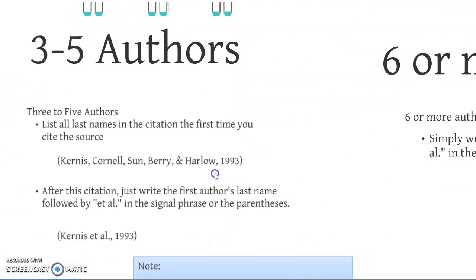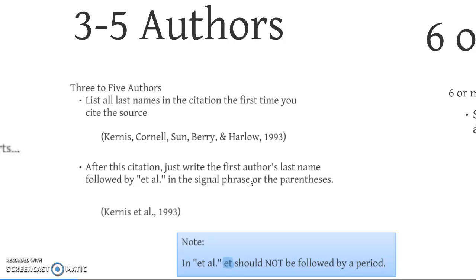If you have 1 to 2 authors, you list them all out every single time. If you have 3 to 5 authors, the first time you see a source, you need to list out every single author. So whether this be research by Cornerstone, Sunbury, and Harlow, or the parenthetical as we see it here, the first time you see an article by 3 to 5 authors, list every single author out, followed by the date. And then every subsequent time, all you need to do is list the first author, followed by the phrase et al. What you'll notice about the phrase et al. is there's a period after the al, but not after the et.